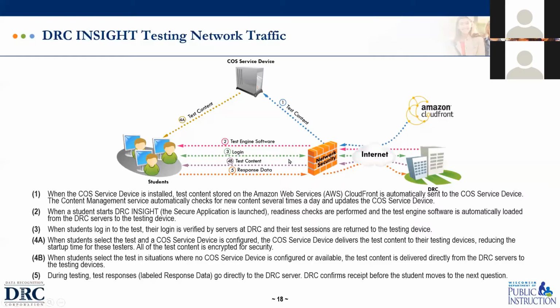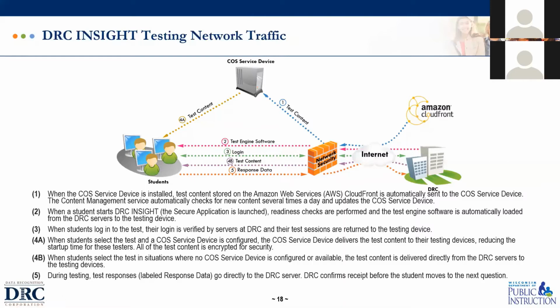The students will then log in, and that's not a lot of traffic going back. It's just picking up their credentials and then us sending back what kind of tests they can take. At that point in time, once they pick a test, the testing content will come down, and again, that's roughly about 2 to 5 meg, and ideally that's going to be coming down from a COS service device. But if you don't have a COS service device, or that connection is broken, that content is going to come over the internet and your local network down to the testing devices. Once the test starts, responses go back and forth to DRC, very small for the Wisconsin Forward test.